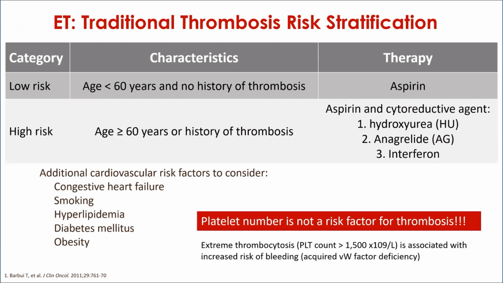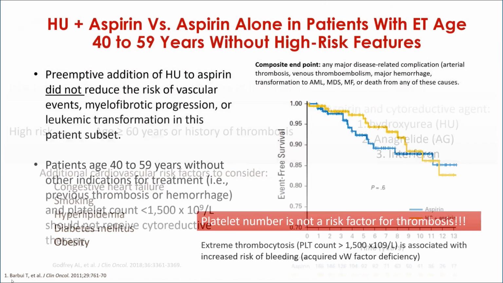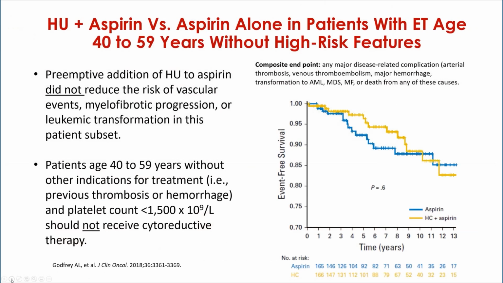Platelet number, as I pointed out in PV, is not a risk factor for thrombosis. You worry about extreme thrombocytosis, which is associated possibly with acquired von Willebrand factor deficiency. You can test for it, and then you can perhaps consider cytoreductive therapy in low-risk patients with such extreme thrombocytosis. But remember, the high platelets are not a risk factor, and there is no need in low-risk patients otherwise to institute cytoreductive therapy to proactively lower the platelets to prevent thrombosis.